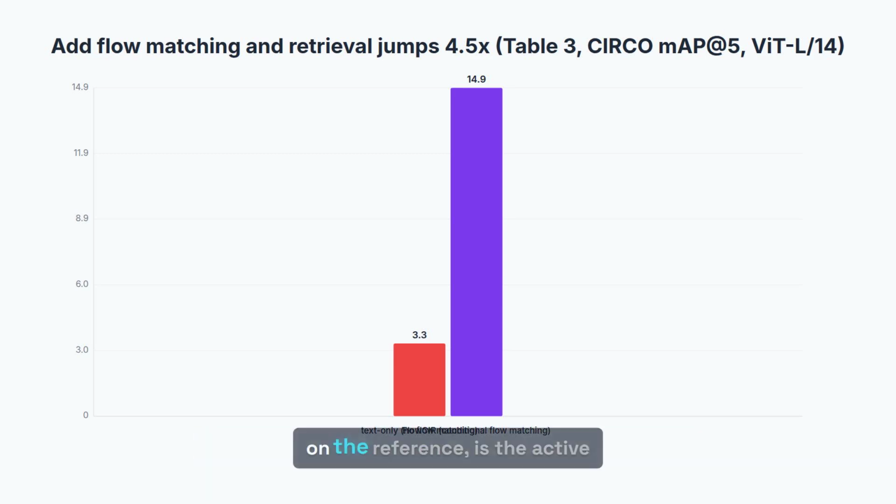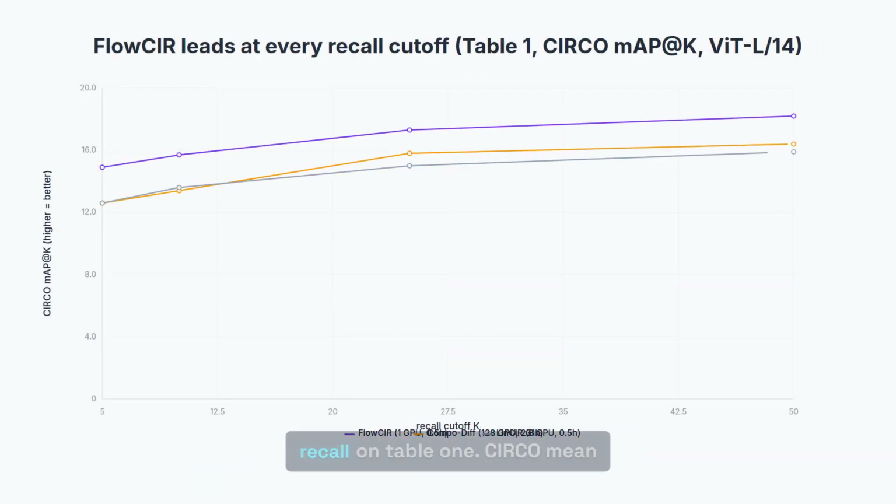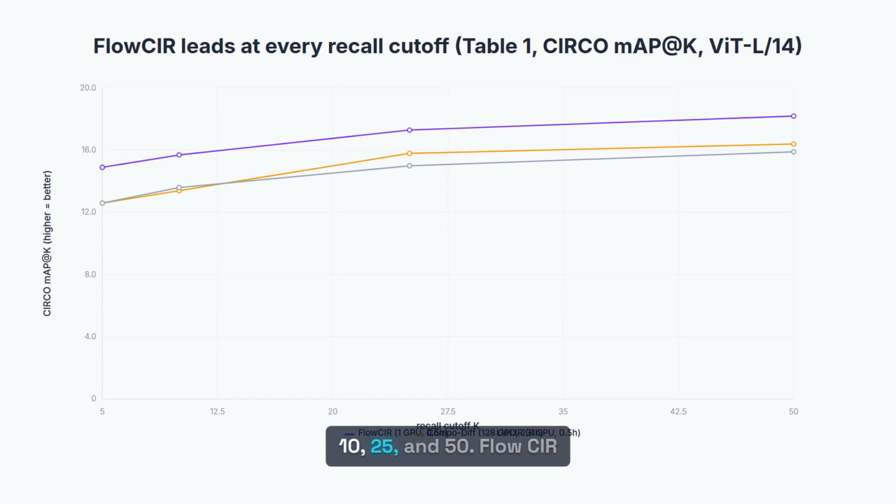Flow matching, conditioned on the reference, is the active ingredient. How the lead holds across recall on table 1. CIRCO mean average precision at the top 5, 10, 25, and 50. FlowCIR leads at every single cutoff: 14.9, 15.7, 17.3, 18.2. The strongest public data baseline, LinCIR, sits below at 12.6, 13.6, 15, and 15.9. Compodiff, trained on 128 high-end GPUs for 231 hours, ties or trails a half-hour run on one consumer card.